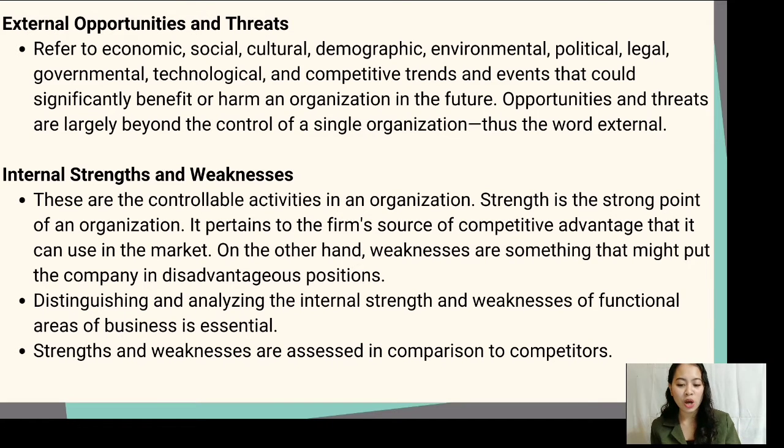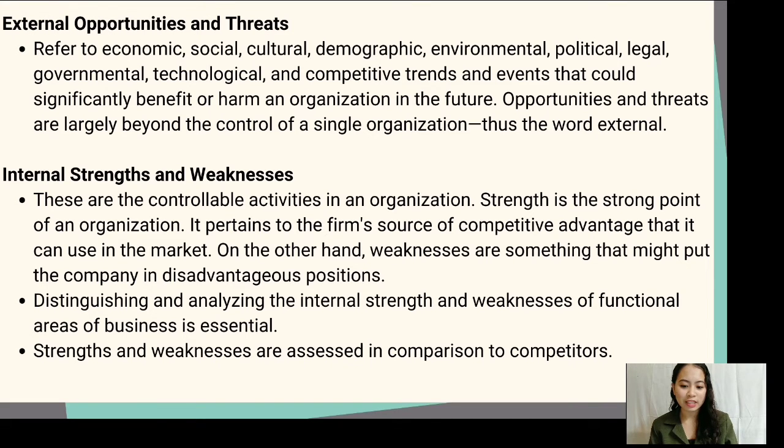On the other hand, weaknesses are something that might put the company in a disadvantageous position. For example, poor marketing. Yes, we have product innovation, but we also have poor marketing. That is a weakness. And also, over-complexity of our products and the services we render. People might not understand what our products and services are.